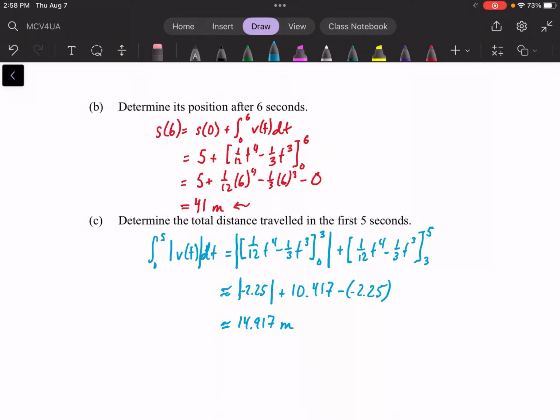Again, I can use the absolute value sign on my function, or on my graphic calculator, to calculate this as well.